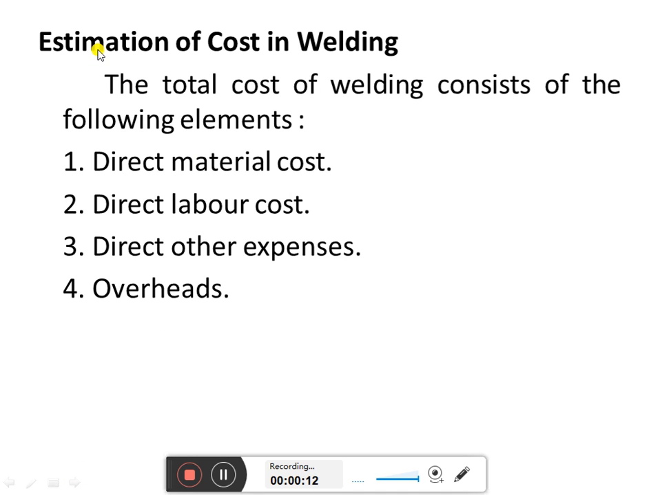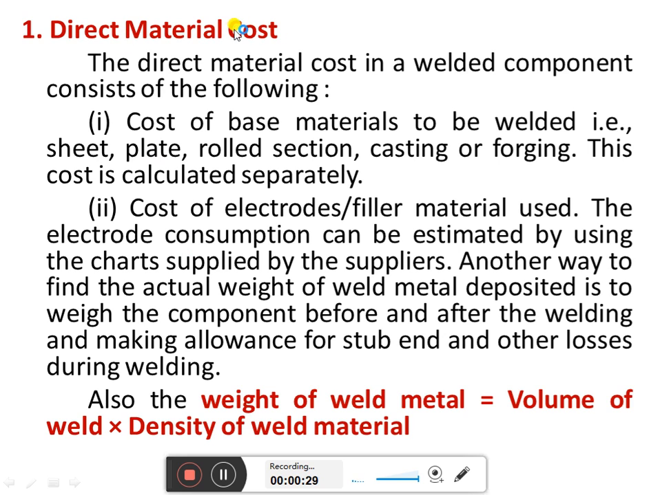So here, estimation of cost in welding. The total cost of welding consists of the following elements: direct material cost, direct labor cost, direct other expenses, and overhead costs. So the direct material cost. The direct material cost of a welded component consists of the cost of base material to be welded, that may be a sheet, plate, rolled section, casting or forging. So this will be calculated separately. And the next one is the cost of electrodes and filler material used.